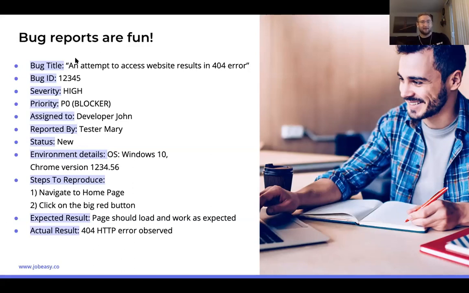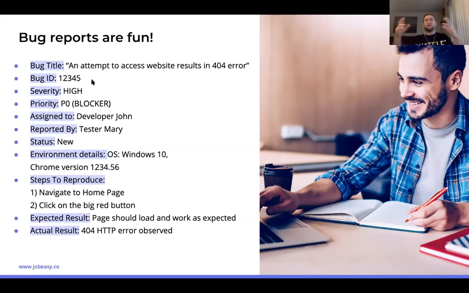Then you provide a title to the bug report. You say, an attempt to access website results in a 404 error. That's our bug title. The bug ID, again, will be provided automatically. Severity and priority. This obviously may change depending on what kind of page you want to access.